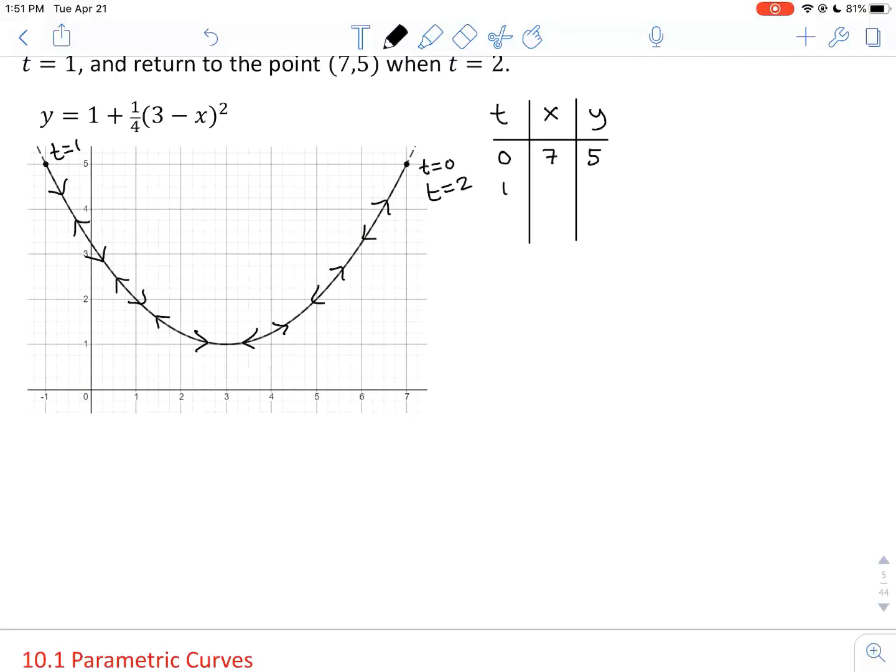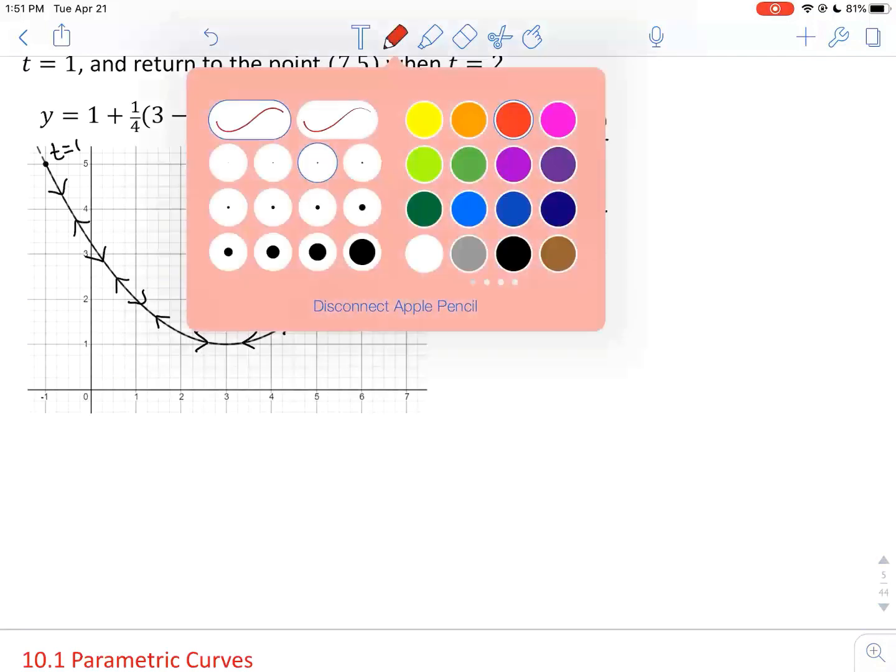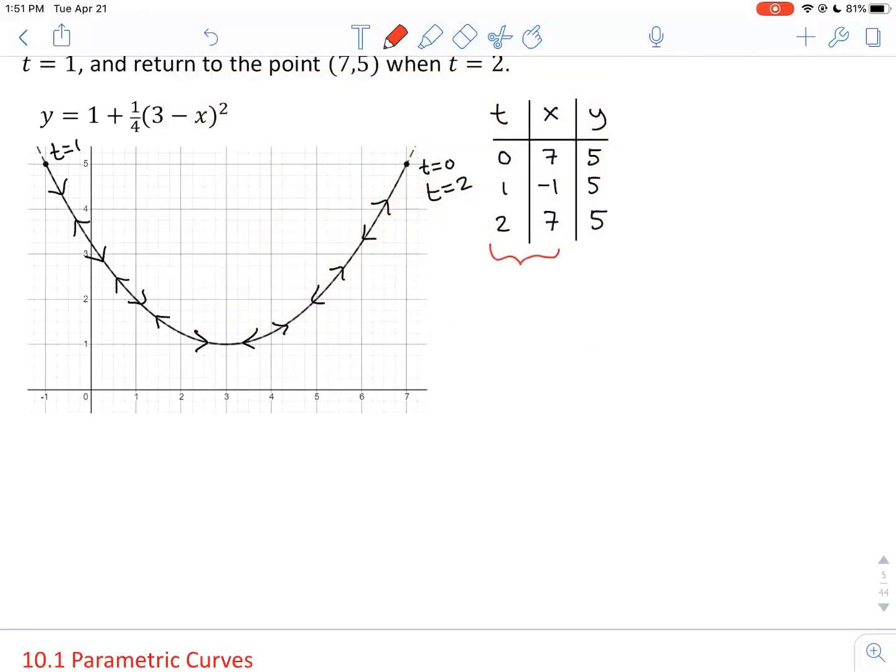At time 1, we want x to have decreased to -1, and y is going to actually still be at 5 at that time. And by the time t gets to 2, we want x to have returned to 7, which means y will still be 5. And again, we're really just going to focus on making sure that x will go from 7 to -1 back to 7. And then once I figure out that relationship, the last column will happen automatically if I plug that x relationship into right here.